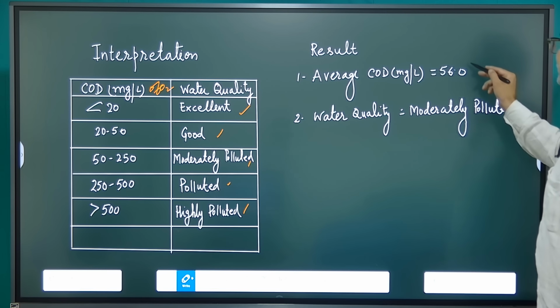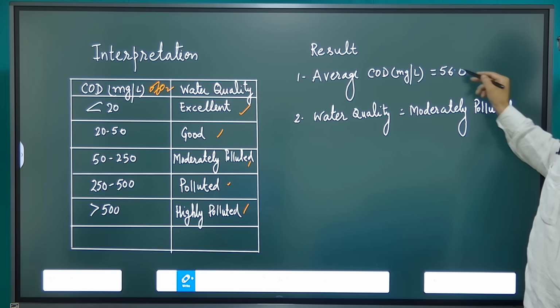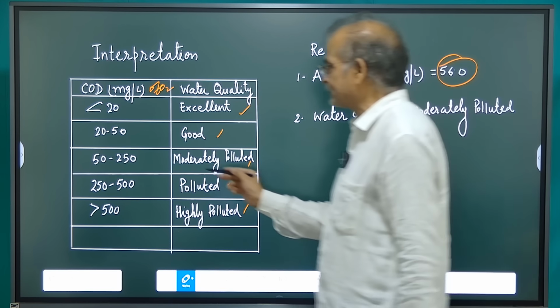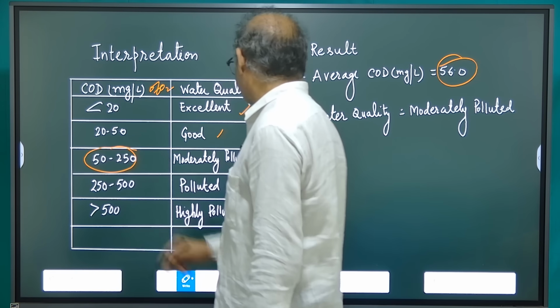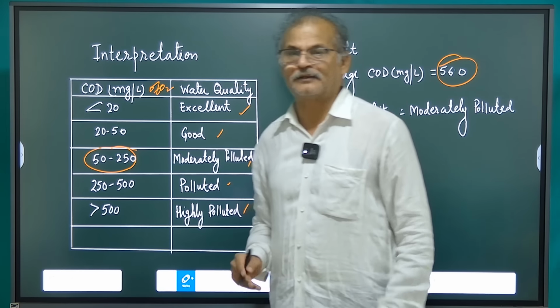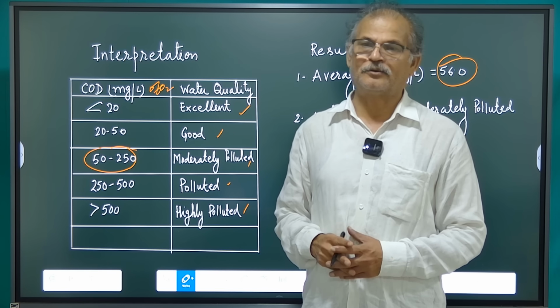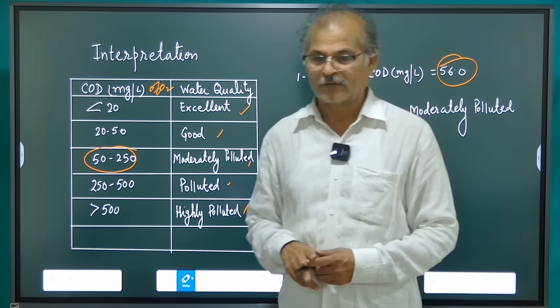So our average COD has come 56 milligram per liter of O2. Hence it is moderately polluted. It comes in the slightly moderately polluted condition. It can be used for consumption. So with this we have completed how to determine chemical oxygen demand of water. Thank you.